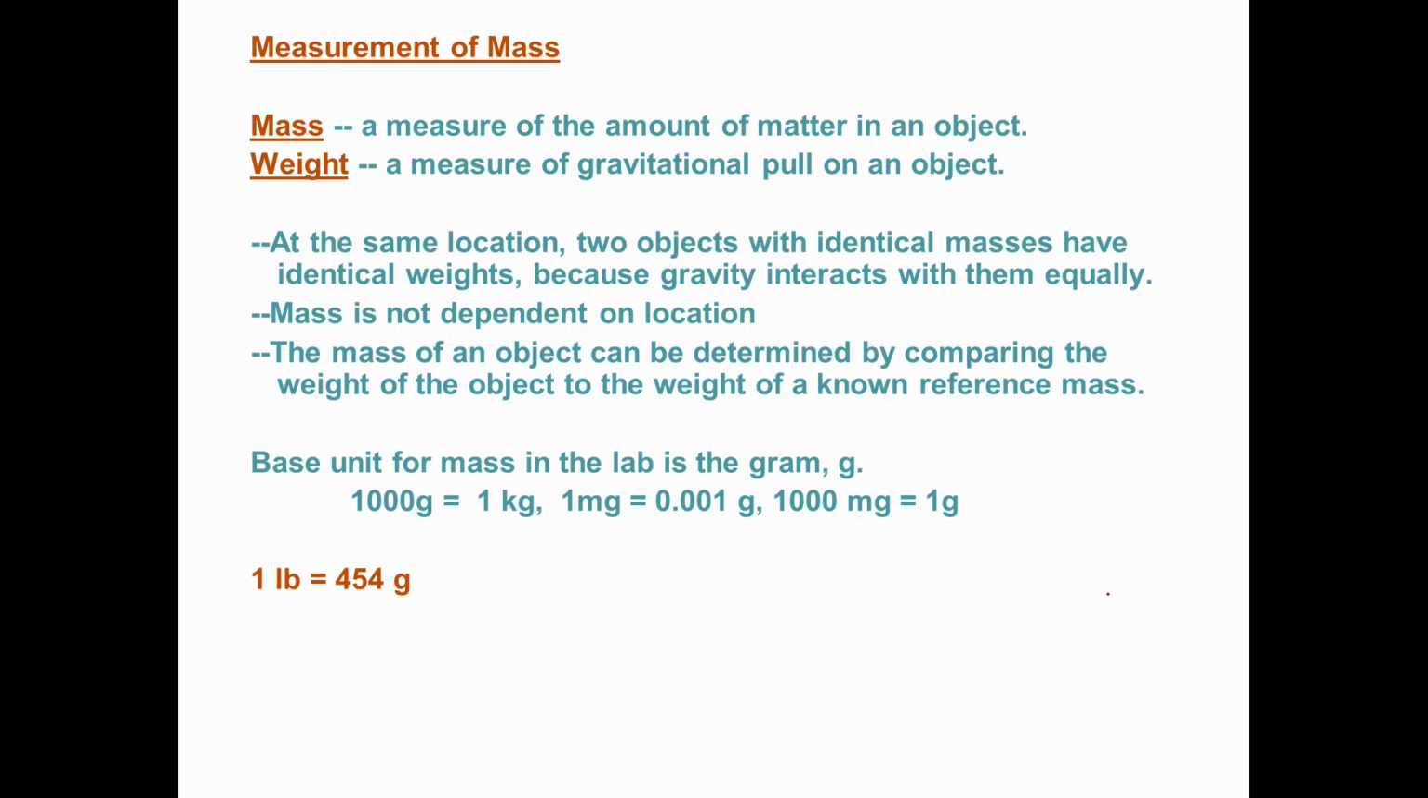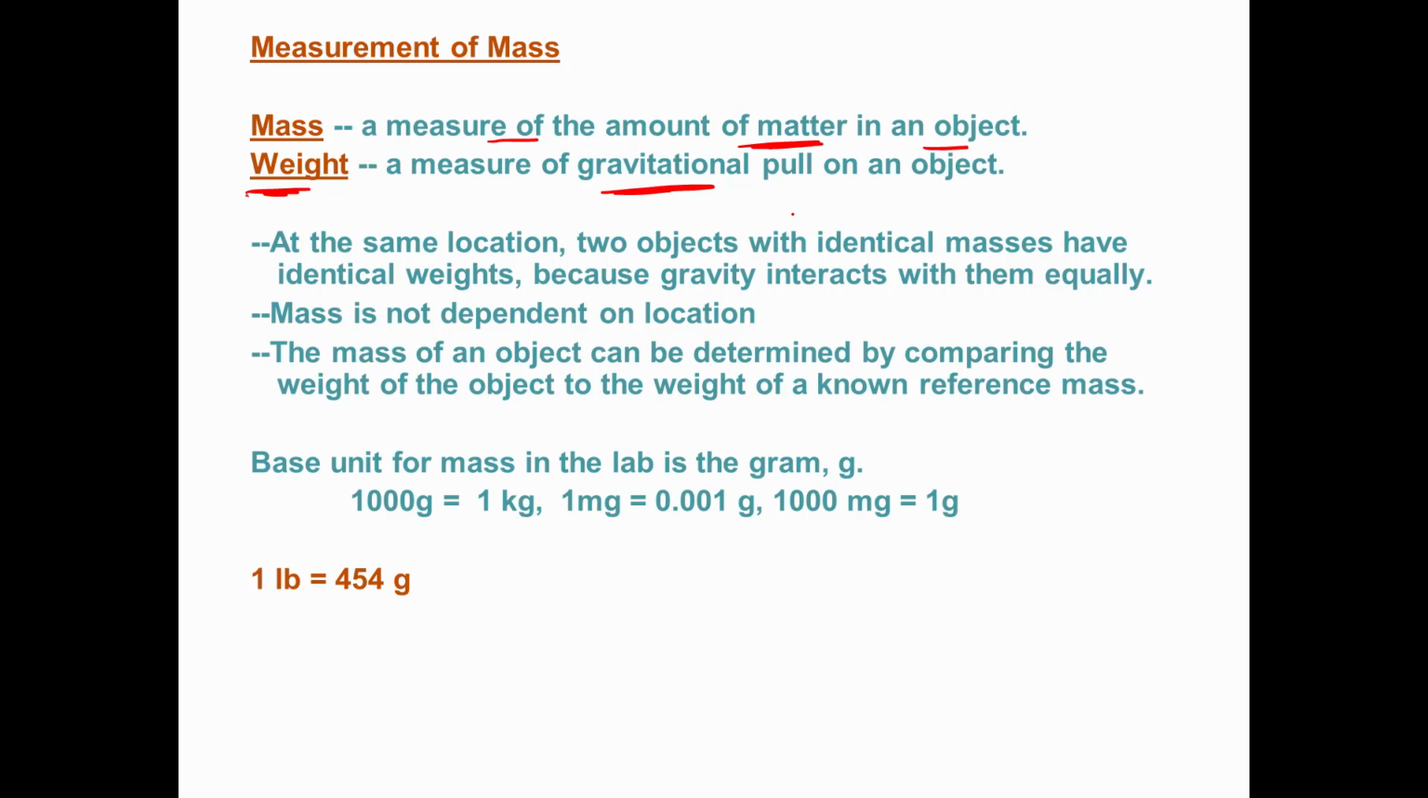So let's take a look at some definitions here. Mass. We define that as a measure of the amount of matter in an object. Now, weight is actually the measure of the gravitational pull on an object. So mass and weight are two completely different things.